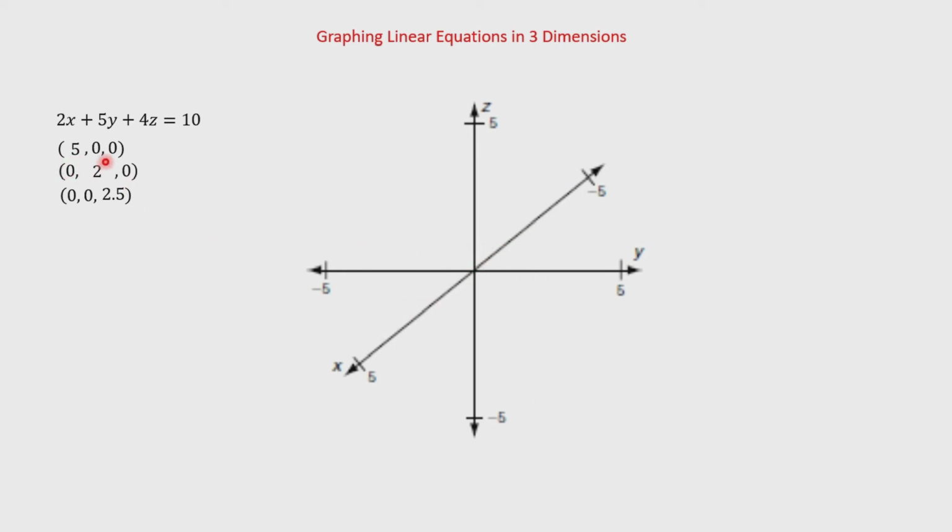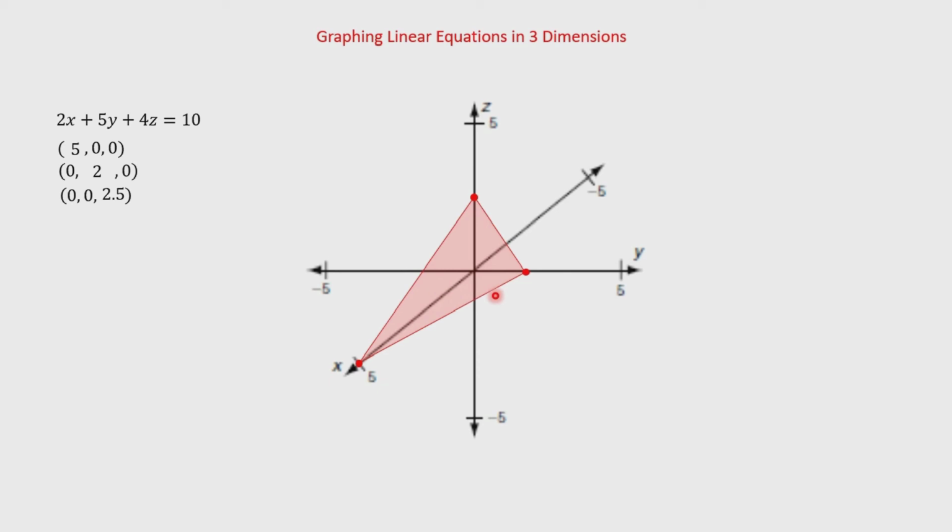And so, like the point 5, comma 0, comma 0, we go out 5 and put a point. 0, comma 2, comma 0. We can go 2 in the y direction and put a point. And 0, comma 0, comma 2.5. We go 2.5 in the z direction and put a point. Now we're going to connect the dots to make a triangle. And I have the middle shaded in. You don't have to shade in the middle. It can get kind of funky looking when you're drawing it.